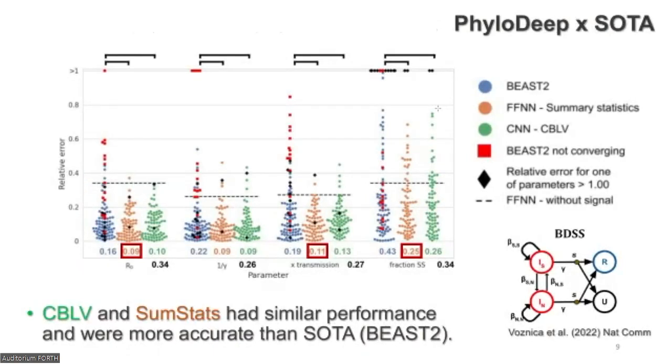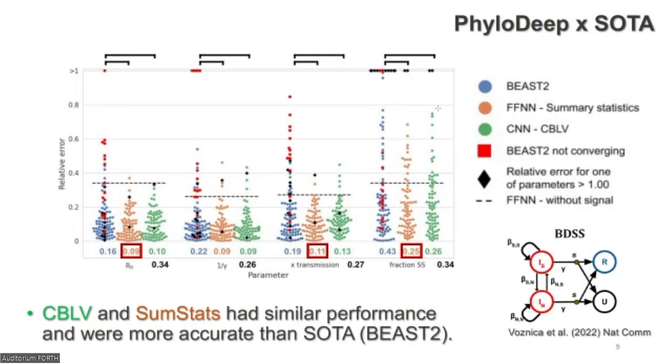Okay, so these are the results from this first paper on phylodynamics, Voznica 2022, and they performed better. So this is CBLV, the encoding. They perform better than the state of the art, which is BEAST. And this is just for the BDSS model, because I'll focus more on this one. But interestingly, when they use only summary statistics, they perform better than this encoding. So summary statistics are pretty good at this task as well.